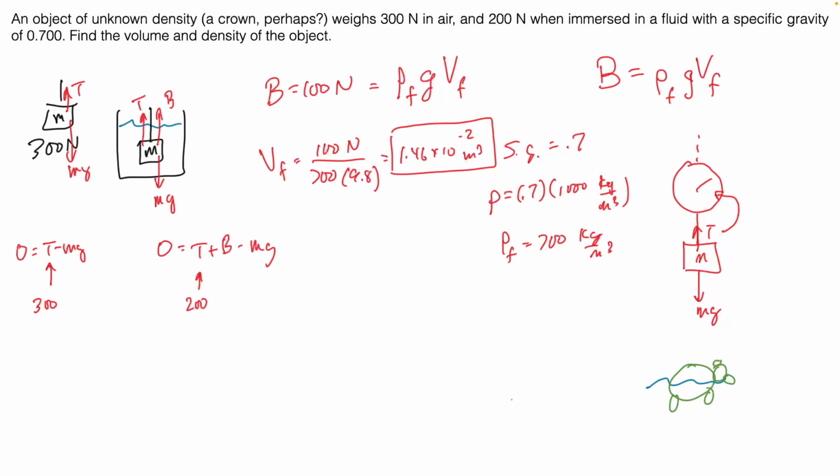Okay, we got the volume. Now, to find the density, I need the mass. They didn't give me the mass. How do I find the mass?